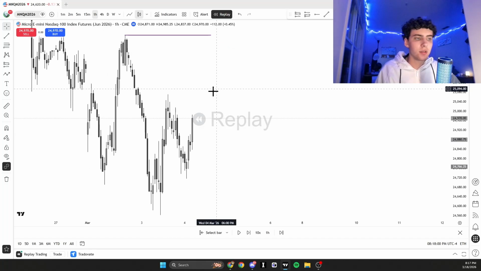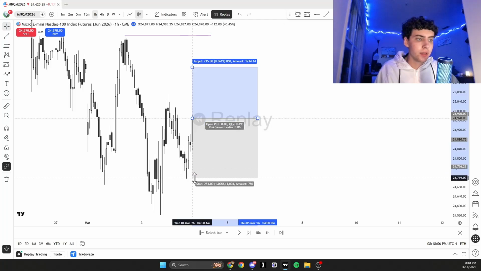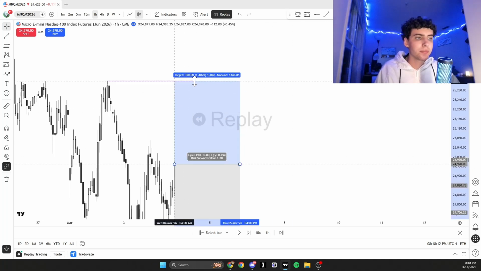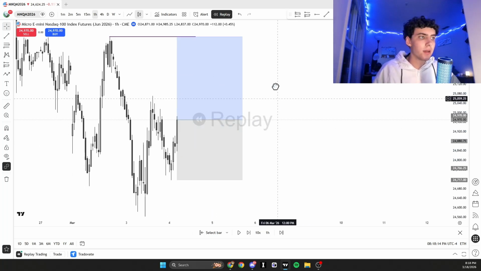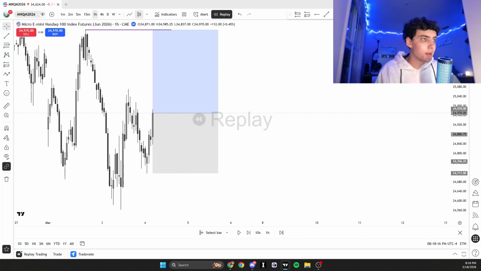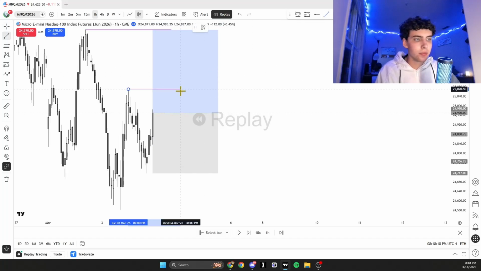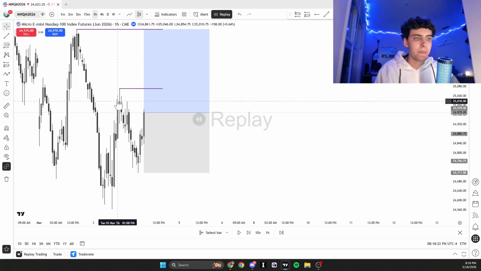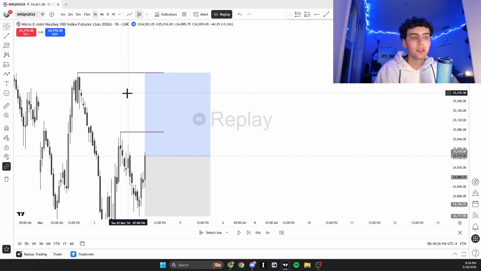For sake of example, I'm kind of ignoring some other context, but I would take my entry right here. I would place my stop loss down here, which I'm going to get into in a second. I'm going to get into why I would do this. And then my take profit would be up here, right? And so in this example, the internal high is right here, right? It is an internal high because it's a higher high that we made on our way to the draw on liquidity.